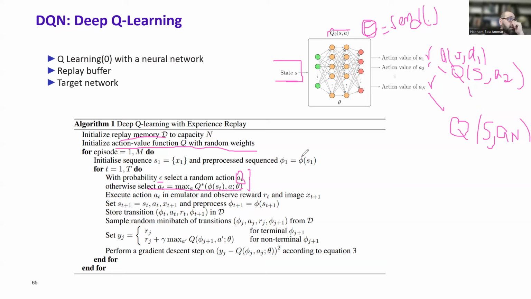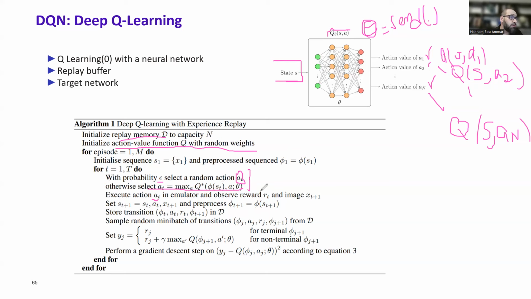Just notice here that we have something called phi, which is a pre-processing of a sequence. That is needed because if you're solving Atari games, you might have a couple of frames that you want to connect together. This is just a pre-processing step. Now, after you select the action, you execute your action AT in the emulator of the game.